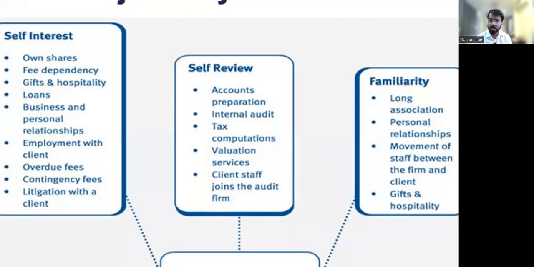Next, tax computations. You cannot help the client in computing their taxes if you are the auditor. Why can't you help the client in computing the tax? Because the amount which is computed as the tax amount will go as a tax expenditure in P&L, right? So you cannot compute taxes for your client, because then you'll be helping them in determining one of the amounts in P&L that you are going to examine.